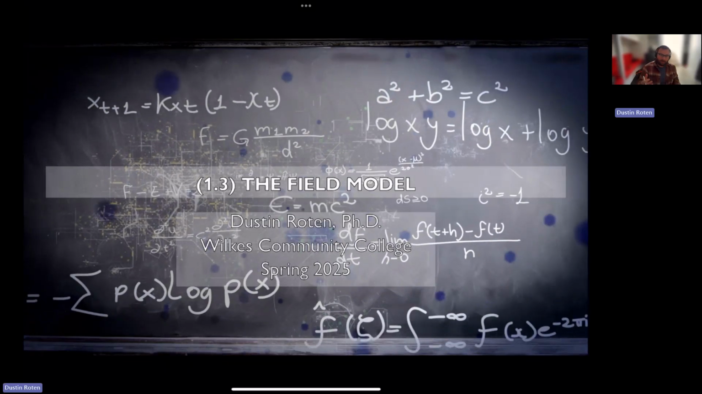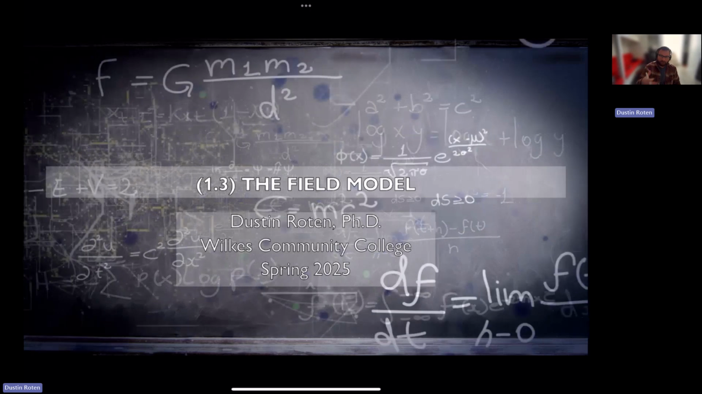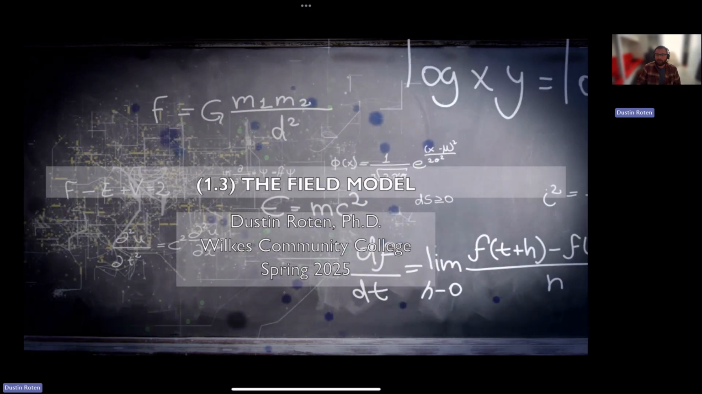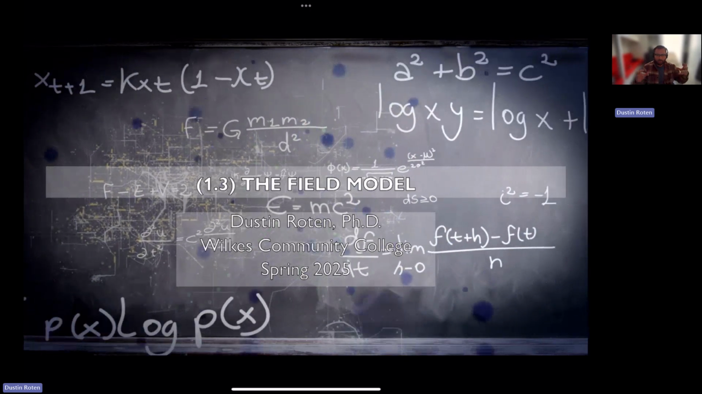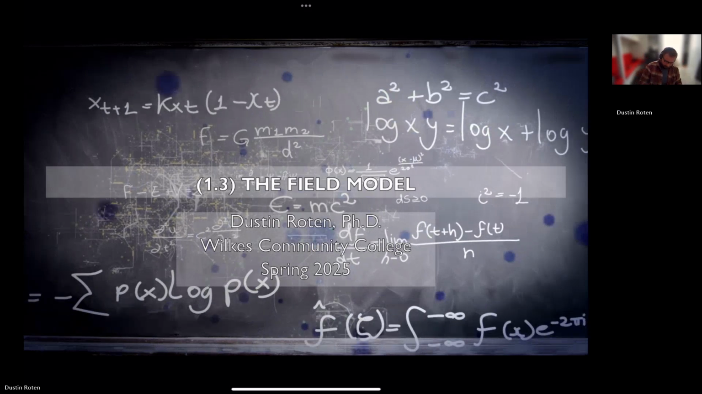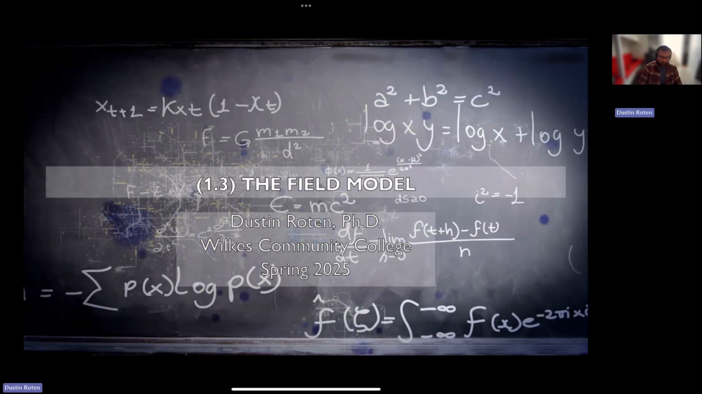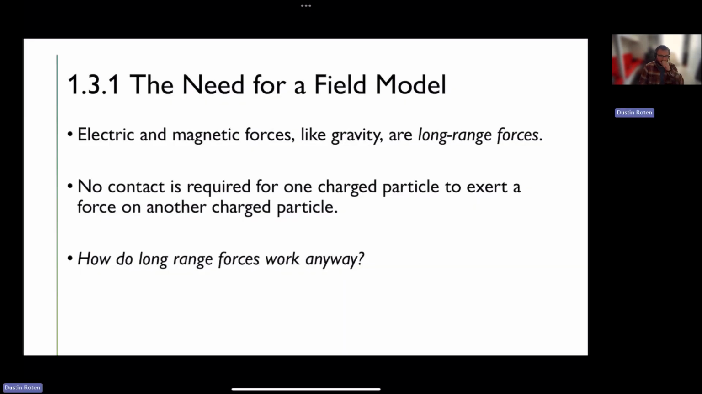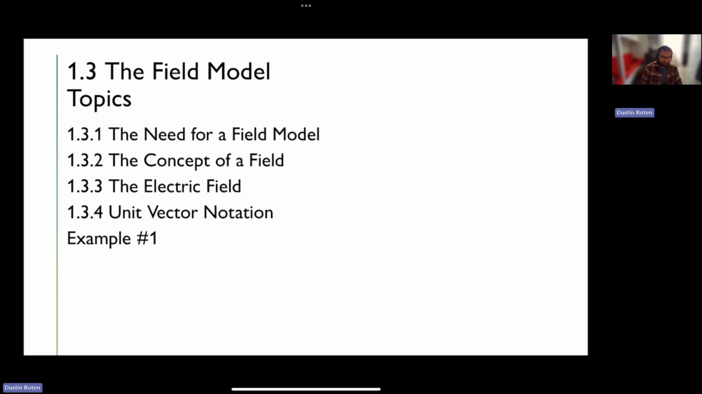All right. So as promised, we will go ahead and start talking about the electric field. And to do that, we need to talk about where the idea of this field model came from. The topics we're looking at here are the need for a field model, why it's important, the concept of a field model, what it is, and then we'll jump to the electric field itself. And then we'll finish off with talking about some unit vector notation.